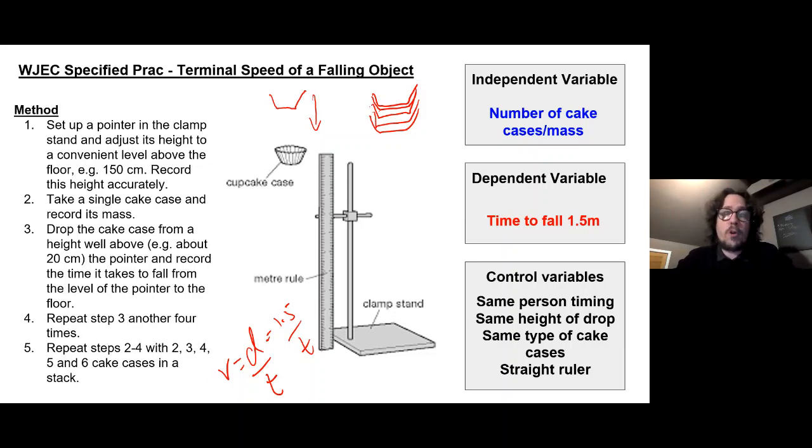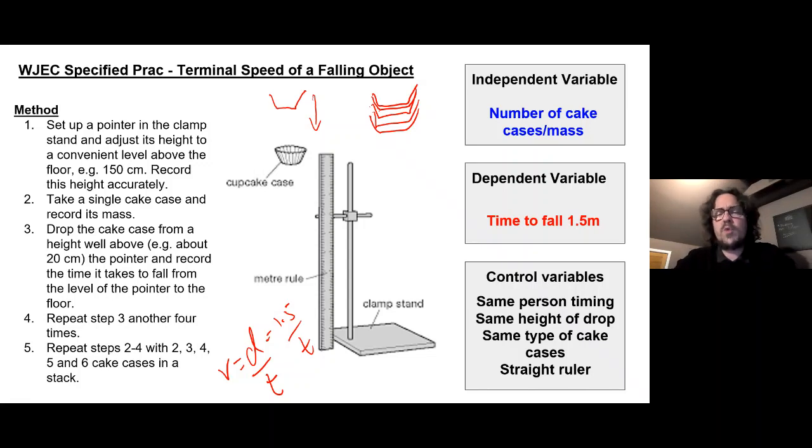The same height to drop each time. If someone doesn't drop from exactly maybe 20 centimeters above the 1.5 meters, then we might not have reached terminal velocity by the time the timer starts. Same type of cake cases. If you were to use different brands as you went through and weren't using the same cake cases all the way through, then that could affect the mass, and it could affect the way in which they fall.